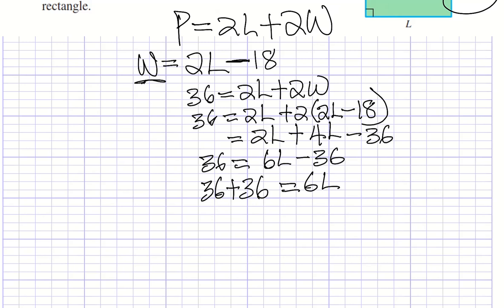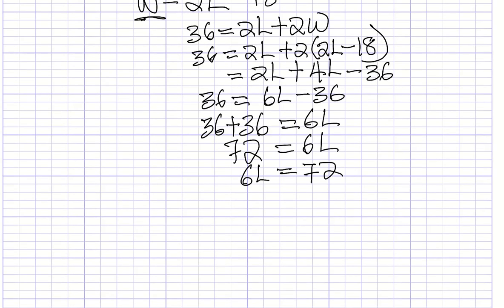So, okay? Alright, so that's 72 is equal to 6L. To get rid of the 6, let's move it to the left. We didn't change anything, okay? L divided by 6 is equal to 72 divided by 6, and then that will give you what? That will give you 12. So L is equal to 12.